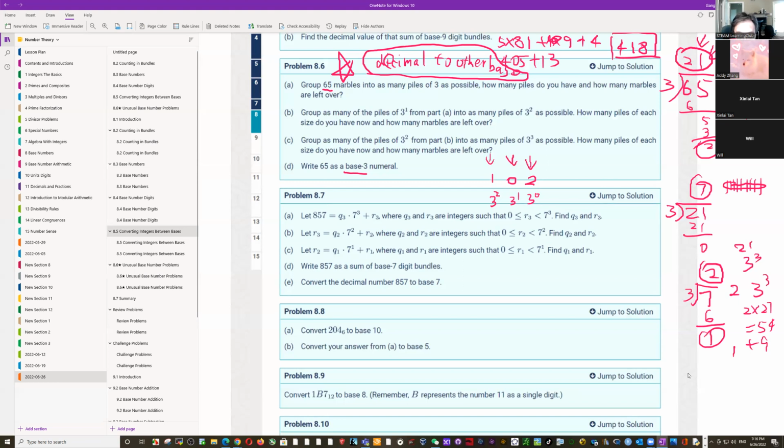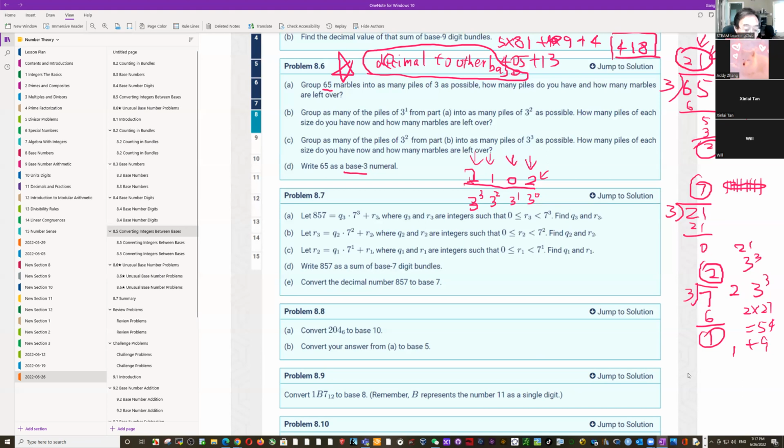And then the last digit is 2, because the quotient is 2. This is the 3 cube position. So we successfully converted 64 into base 3 by just repeatedly dividing by 3.